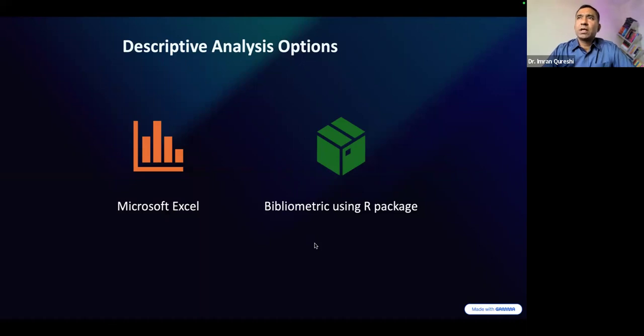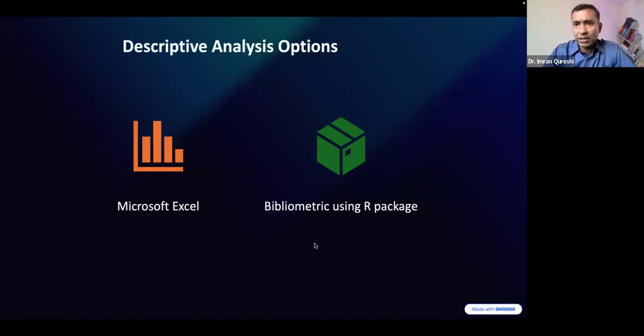But if we want to conduct a little more in-depth descriptive analysis, this is where we'll be using bibliometrics. Bibliometric analysis is the analysis of scientific outputs, and there are many different features available which we can use for systematic literature review as well. We'll be using an R package for this purpose, and I will demonstrate that to you today. I have also uploaded one video on how you can install R and how you can install the Biblioshiny package. So please install R.